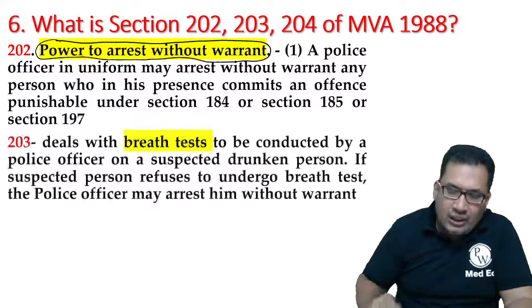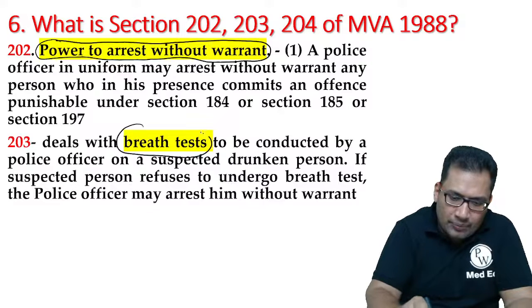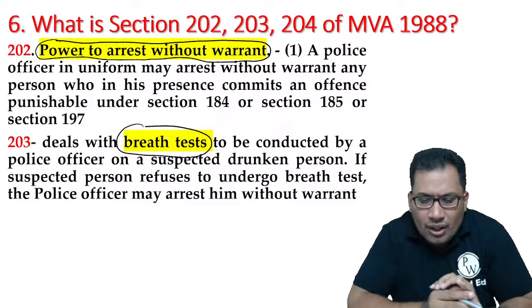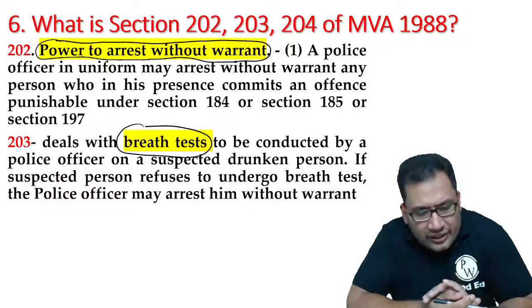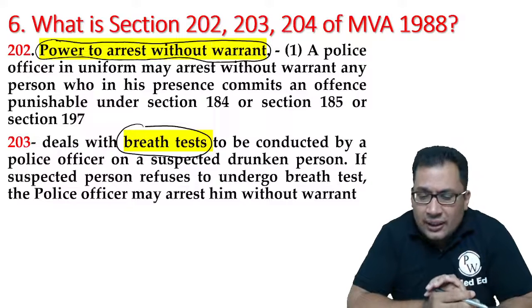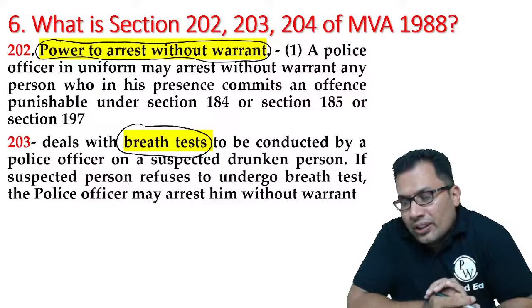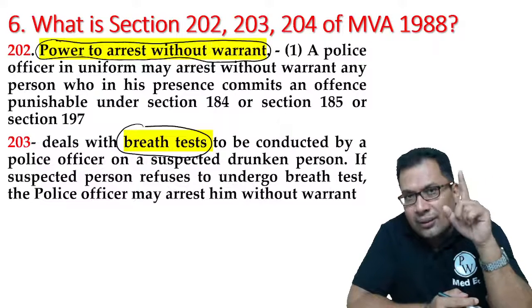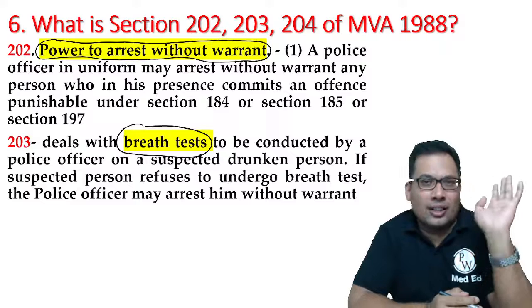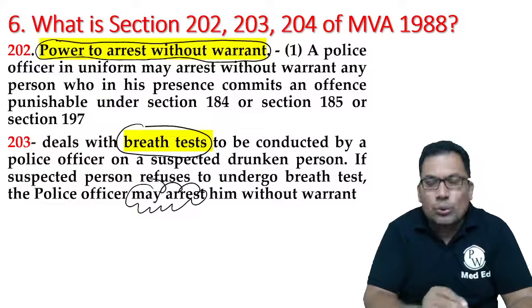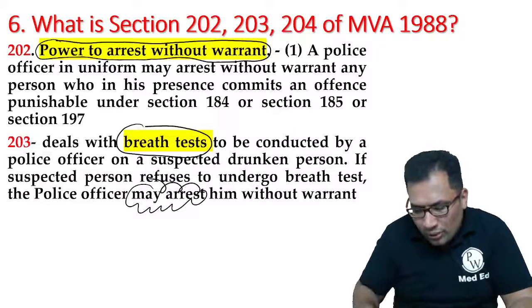What is 203? It is related to the breath test. The breath analyzer is used by police officers on a suspected drunken person. If the suspected person refuses to undergo the breath test, saying no, I am not interested, then the police officer may arrest him without warrant. This is 203.